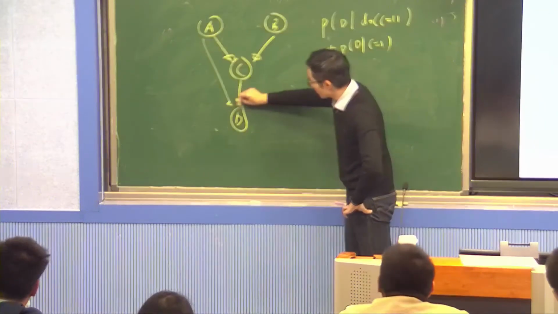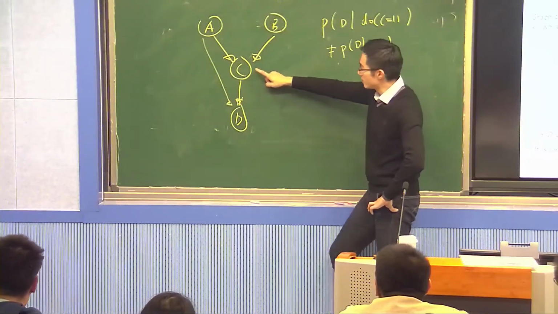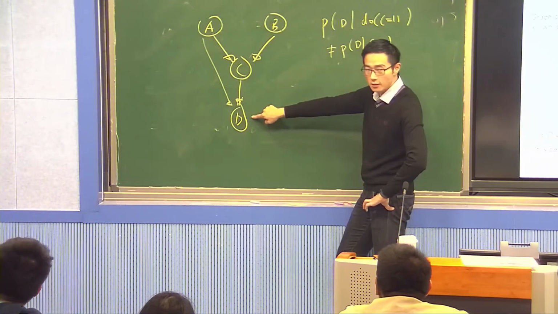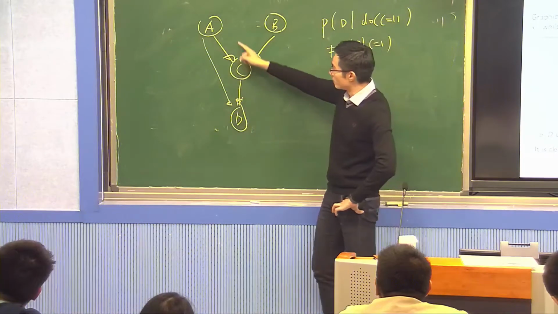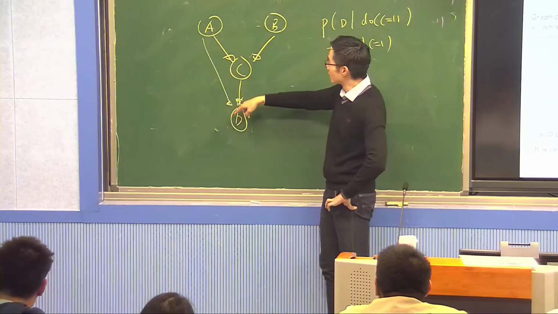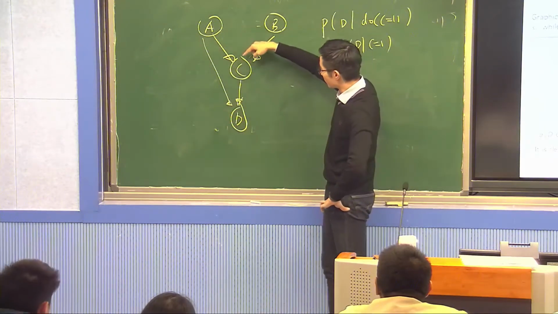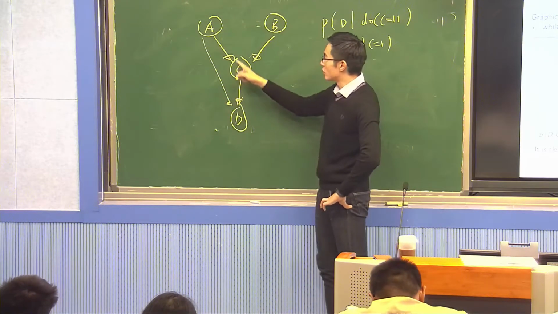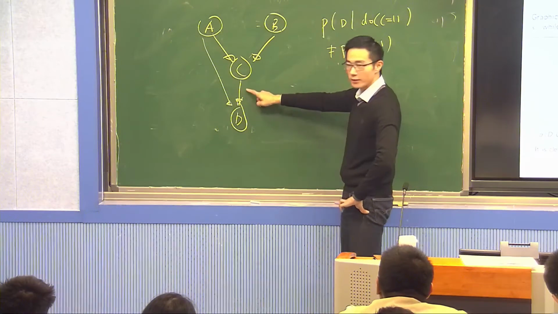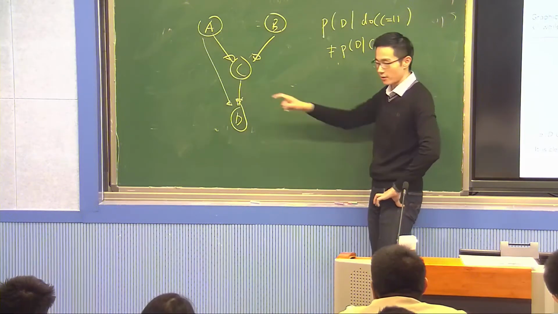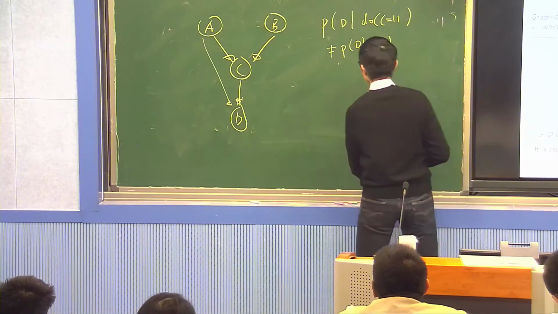Are people clear why they're not equal? Because C has a direct causal effect on D, but there is also an open path, a backdoor, but we'll talk about that later. There's an open path that induces a correlation. So the correlation between C and D no longer indicates the causal effect. So what is it?